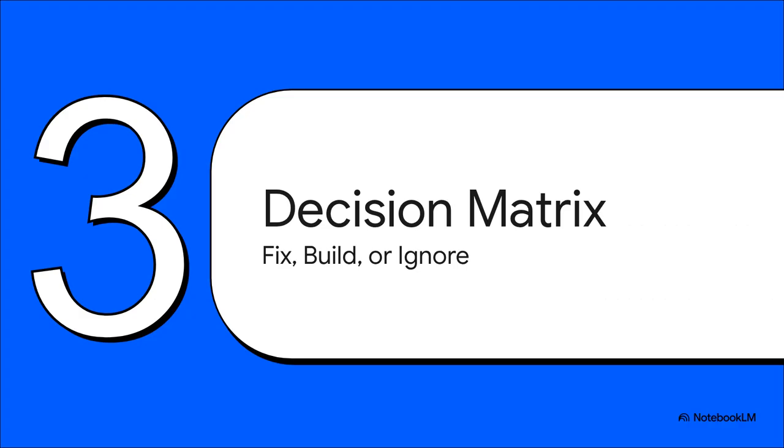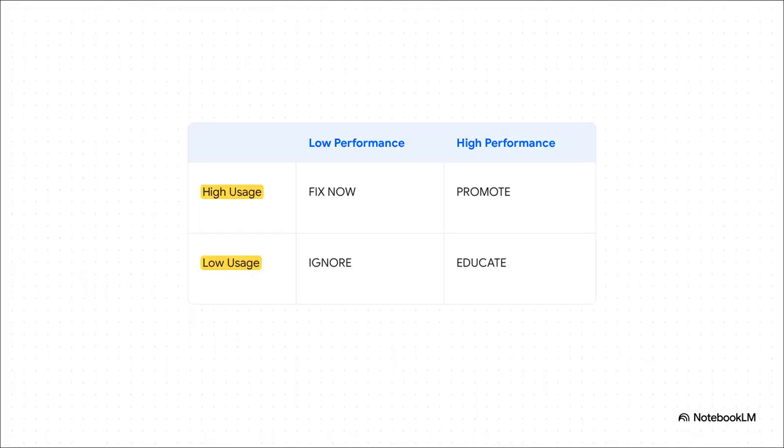So once you have these segments, this is where it gets really powerful. You can use a super simple but effective framework to decide exactly what to do next. It turns all that analysis into a concrete action plan. You just map your feature usage against its performance. It's brilliant. If something is used a ton but performs badly, well, that's a 5-alarm fire. You have to fix it now.